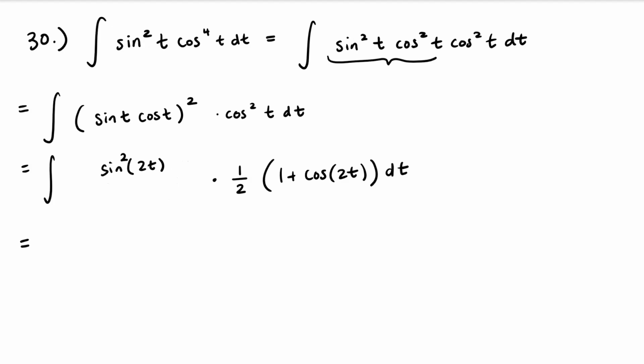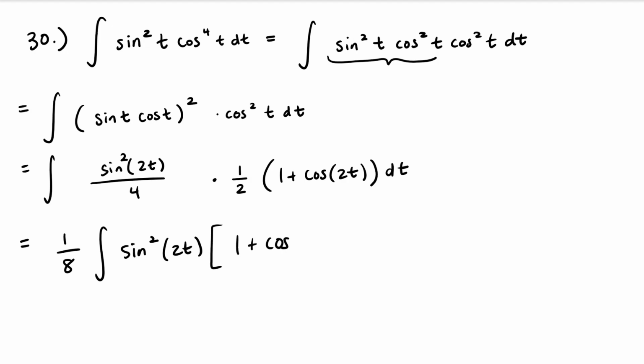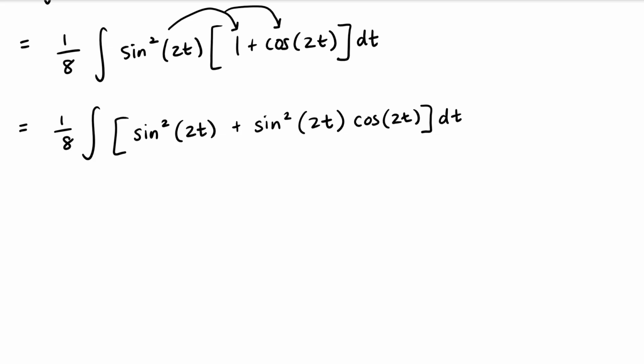that's going to end up being sine squared 2t over 4, and I'm going to factor out 1 over 4 times 2. That's going to give me 1/8, and then what's going to be remaining is sine squared 2t times 1 plus cosine of 2t dt. From here, I'm going to distribute the sine squared in. So I've gone ahead and distributed it in, sine squared of 2t, and we get this integrand. And now I'm going to split this up into two integrals.